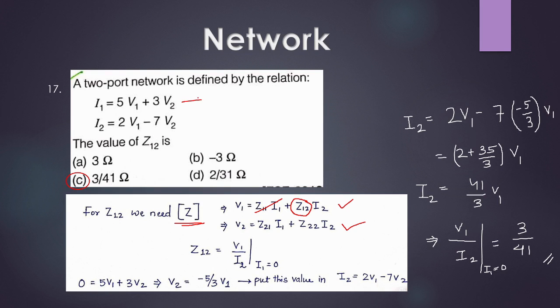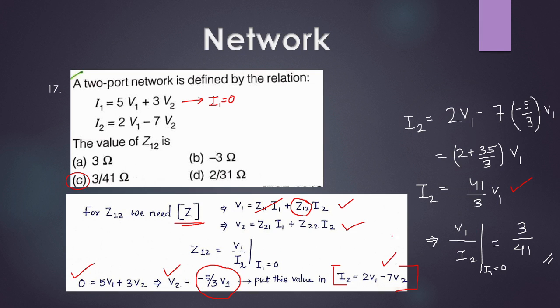So put here I1 equal to 0. By putting I1 equal to 0, we can find 0 equal to 5V1 plus 3V2. So V2 equal to minus 5 by 3 V1. Again put this value of V2 in the second equation. If we put this value of V2 here in this equation, we'll get I2 equal to 41 by 3 V1.